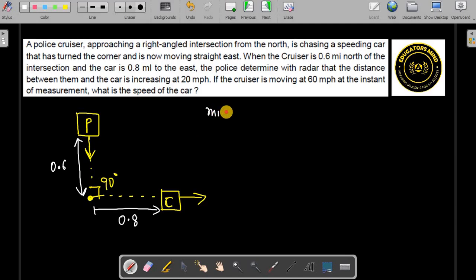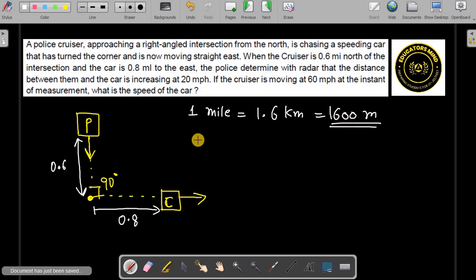What is a mile? 1 mile is approximately 1.6 kilometers or 1600 meters approximately. We can convert it if you need it. Otherwise you can keep the answer in miles yourself, because they have not asked in which unit we have to answer.